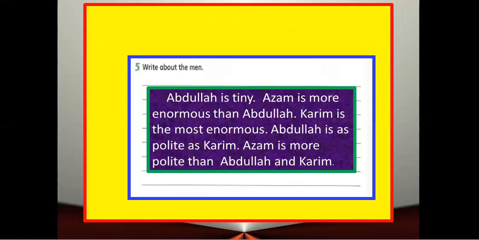2. Write about the men. Abdullah is tiny. Azam is more enormous than Abdullah. Kareem is the most enormous. Abdullah is as polite as Kareem. Azam is more polite than Abdullah and Kareem.